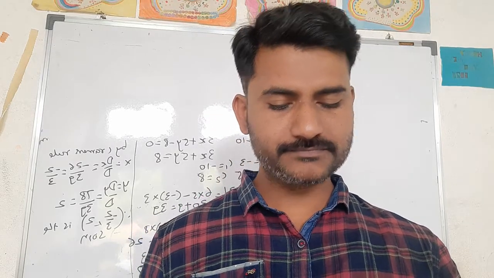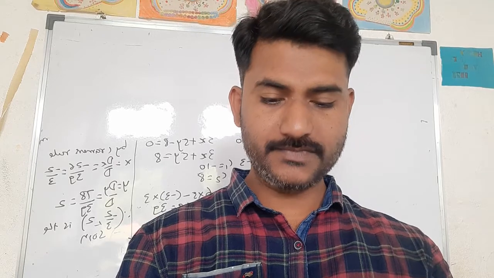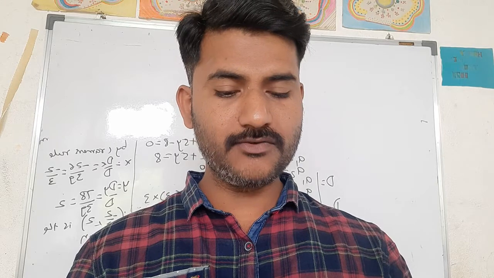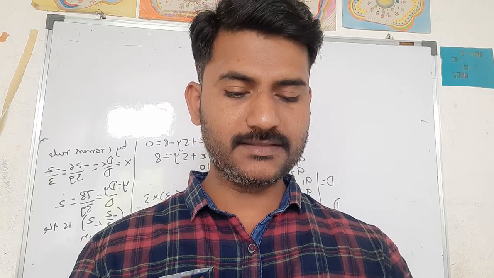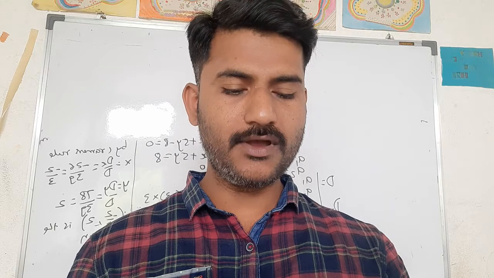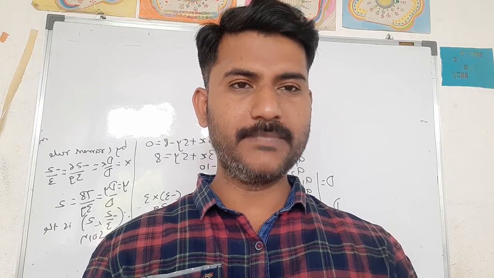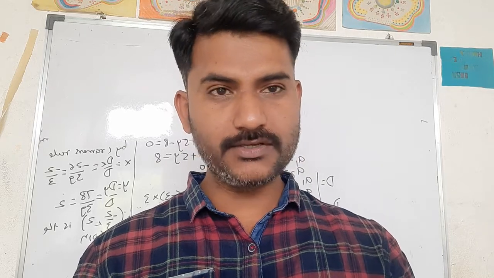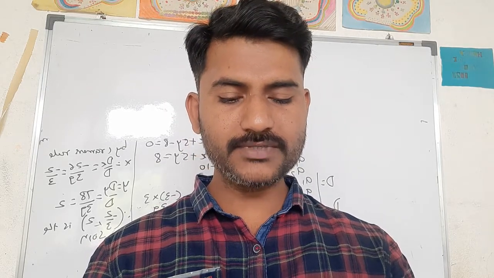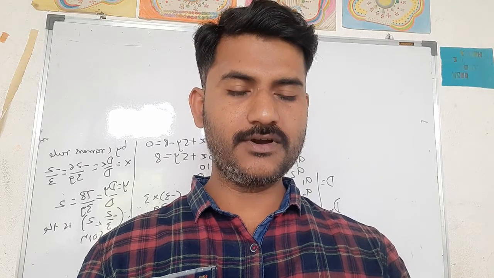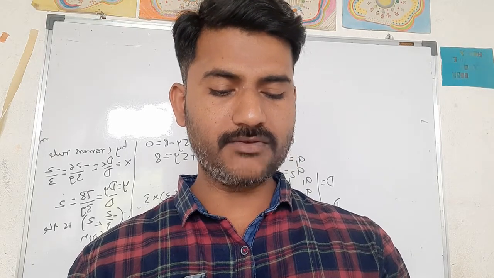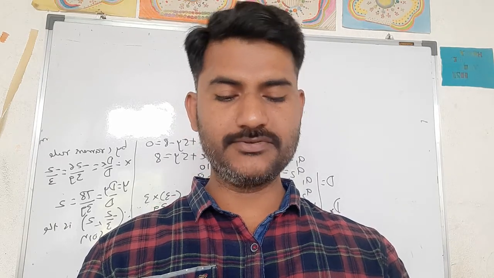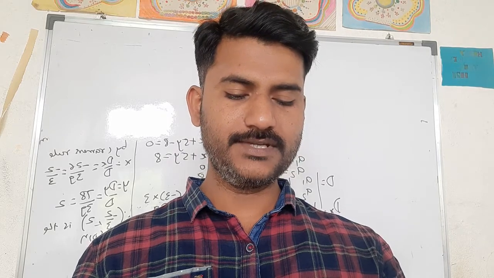Now the next one: 10 lakh into 10 is 1 crore, which is also called 10 million. 1 crore is also called 10 million. And the next one: 1 crore into 10 is 10 crore, or we can call it 100 million. And the next one: 10 crore into 10 is 1 abjad or 1 billion.